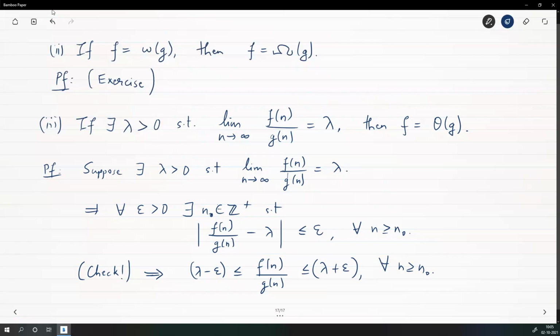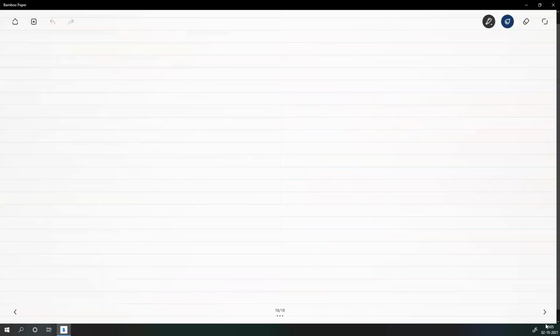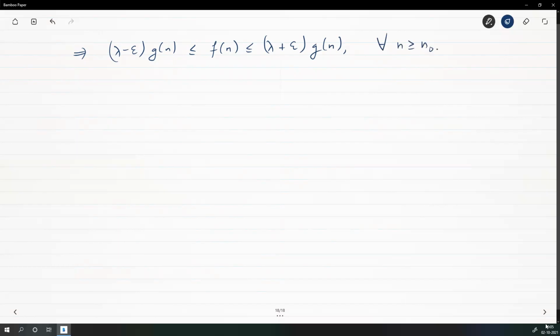All right. So then what does this imply? Let's go to the next slide. This implies now g of n is a positive number always. So multiplying by g of n throughout will not change the inequality. So lambda minus epsilon times g of n is less than or equal to f of n, which is less than or equal to lambda plus epsilon times g of n, for all n greater than or equal to n naught, right?